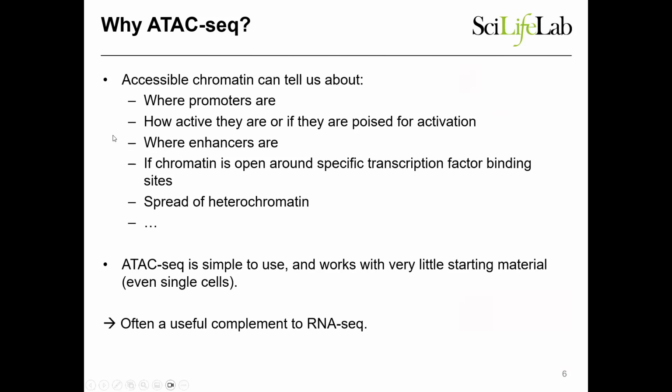You can also look at accessible chromatin to find enhancers, to find what this chromatin looks like around specific transcription factor binding sites. You can see how heterochromatin spreads across the chromosomes and other things. And this is often used as a complement to RNA-seq. For example, you have your cell types called from RNA-seq, which I guess you talked about, and then you can use ATAC-seq to further refine those cell types into subpopulations.